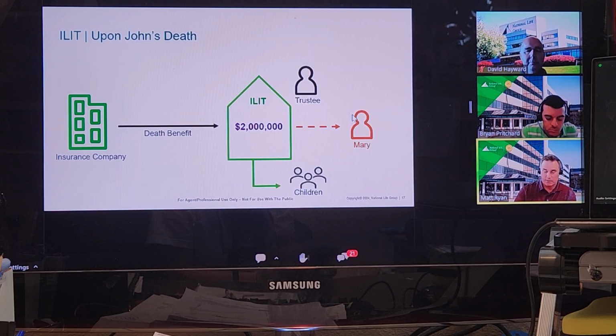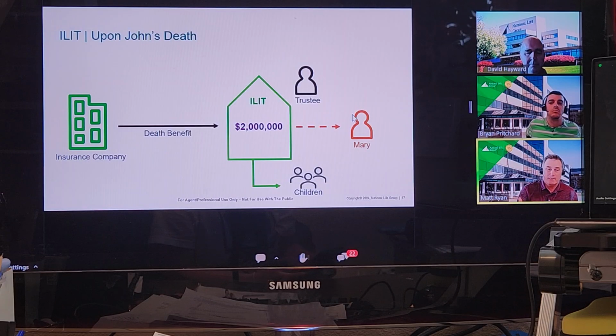And once Mary passes away, the children will receive the proceeds of that. Also, John could use those life insurance proceeds. Let's just say that it's been 20 years since John has gifted that policy to that irrevocable life insurance trust, and all of his other assets that he owns have appreciated during that point in time. And the estate tax exemption has gone down from 13 million to somewhere around 7 million. Okay, and now he has an estate tax issue.